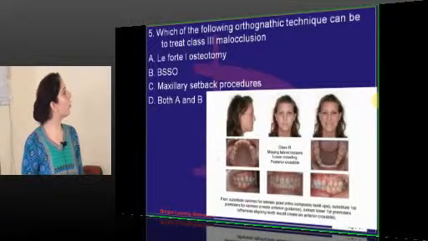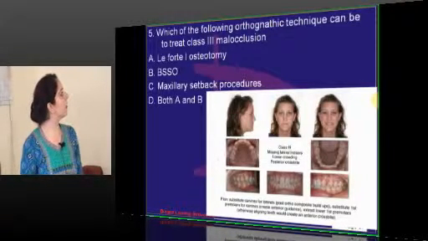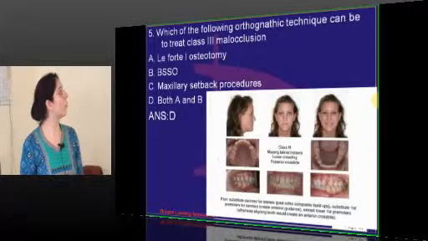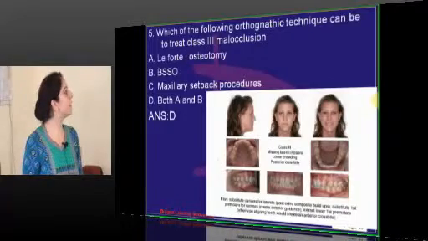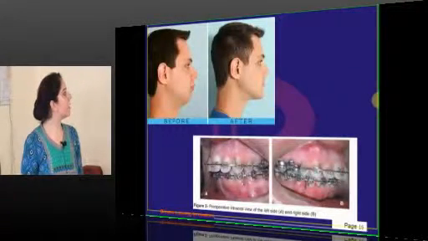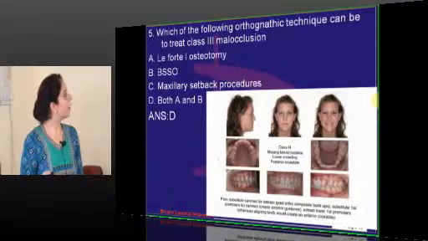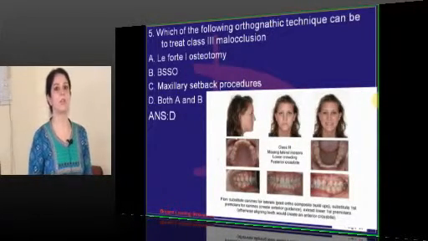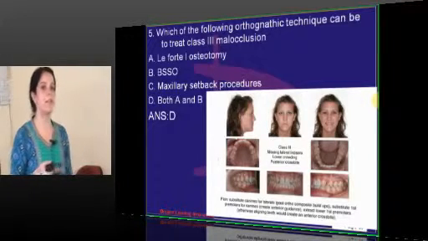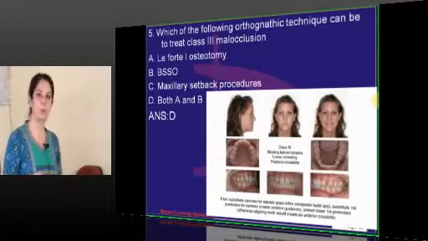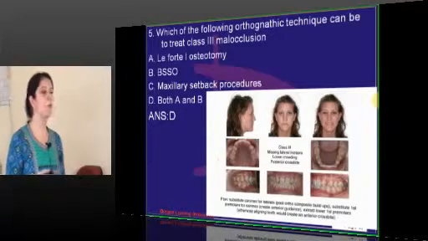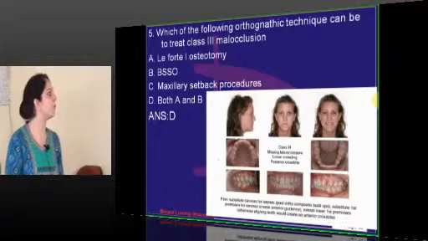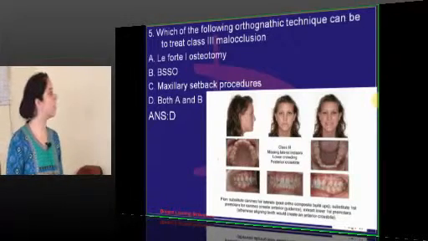Which of the following orthodontic techniques can be used to treat class 3 malocclusion? The answer is D, that is A and B, Le Fort 1 osteotomy for the maxilla and BSSO for the mandible. So, this kind of orthodontic surgery can be done in patients who have a maxillary setback as well as a mandibular protrusion. Not for all cases, because there might be some cases in which maxillary setback is not happening, it's only a mandibular protrusion. So, this is in particular those kind of cases.